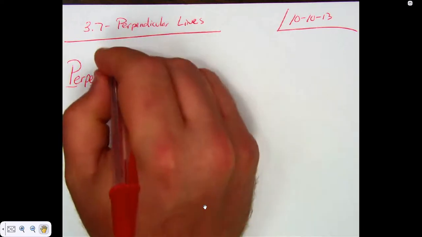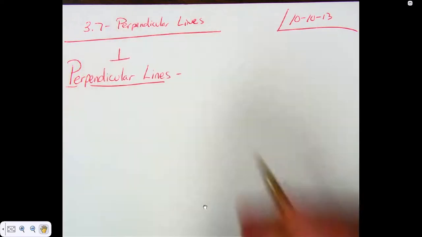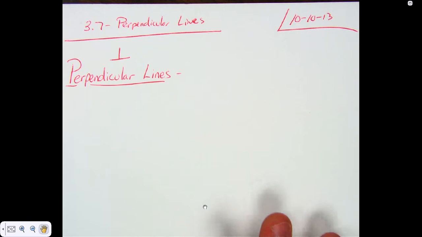Do you guys know what the sign for perpendicular lines is? It's an upside down T.